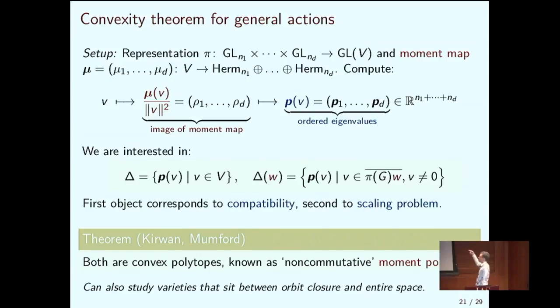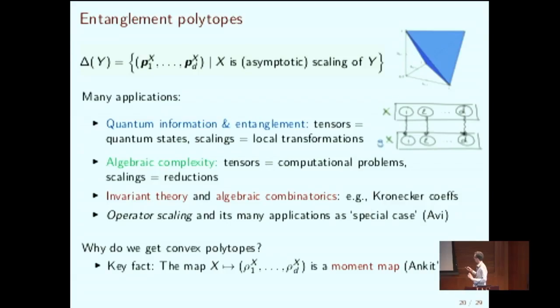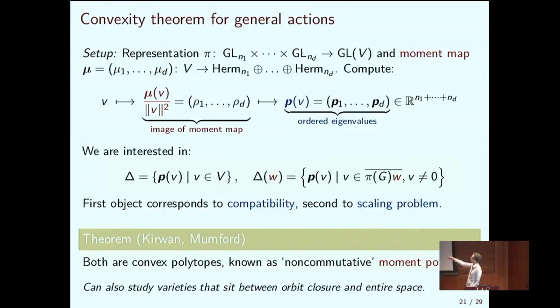So here's the convexity theorem if the group is not abelian. For concreteness, because we care about this for the quantum marginal problem, let's suppose our group is just a product of GL_n's, GL_{n1} up to GL_{nD}. This pi is again a representation. Now we have a moment map mu, which has D components, one for each GL, which takes a vector and sends it to a D-tuple of Hermitian matrices. The example to have in mind is you take a tensor and send it to its D-tuple of one-particle quantum marginals.